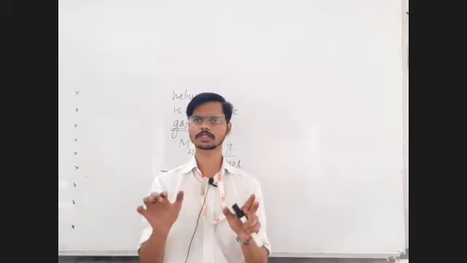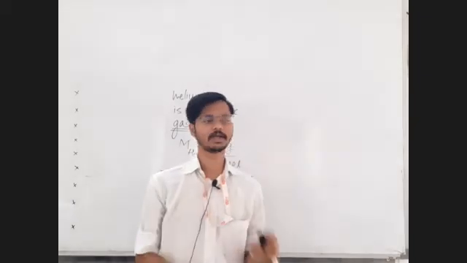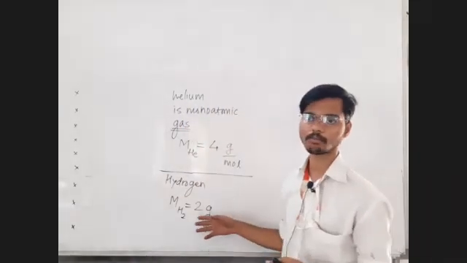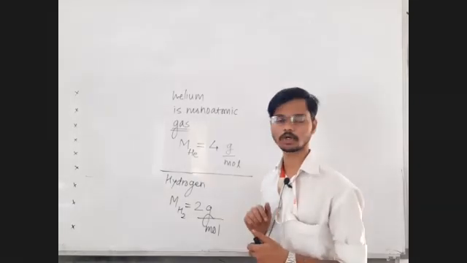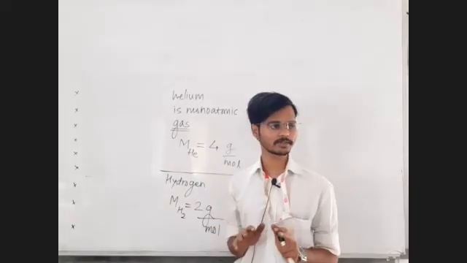Given mass of the substance in gram. If it is given in kilogram, you have to write it in gram, divided by molar mass in gram. How to write molar mass in gram? Just write molecular mass in gram. You will get molar mass in gram. But the final unit of the molar mass is what? It is gram per mole. Don't make silly mistakes.